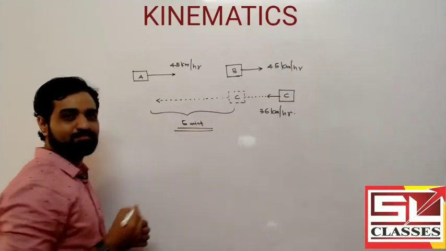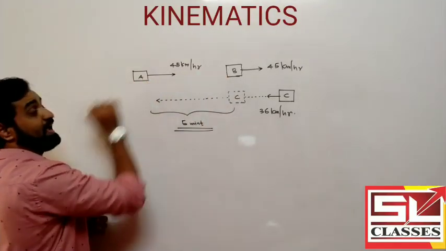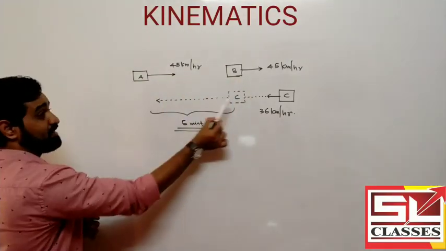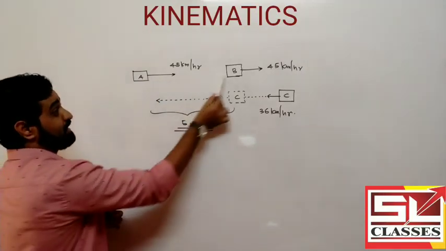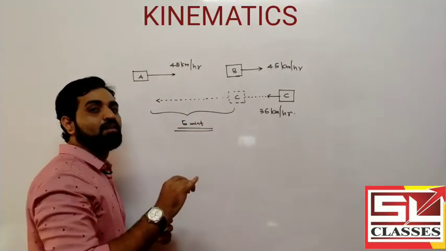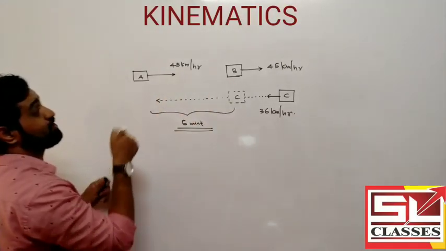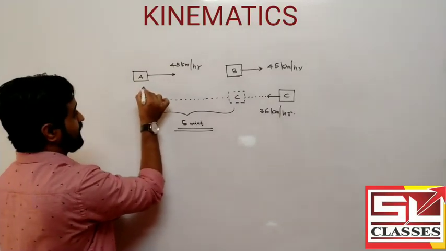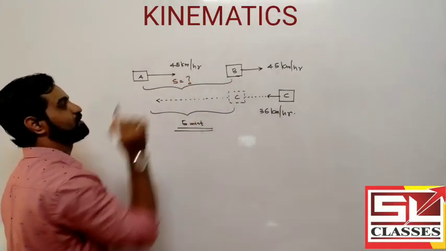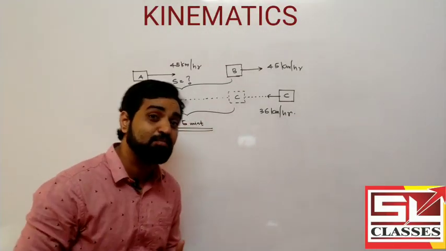This is the data given. That is, the car C meets B and A. First the car meets B, and after some time the same car meets A. There is a time interval of 5 minutes in this process. So the question is, what is the distance of separation? That is the separation between A and B. What is the distance between them? This is the question. Okay, this is again a concept based on relative motion.